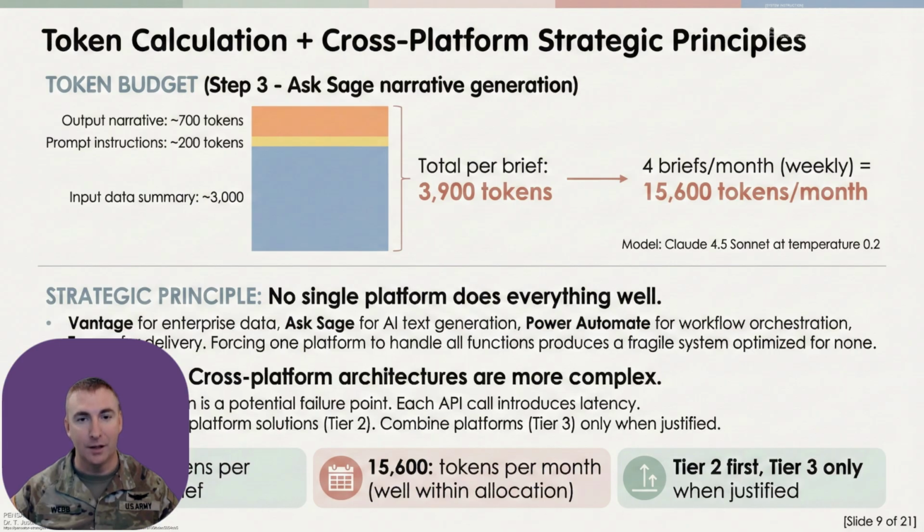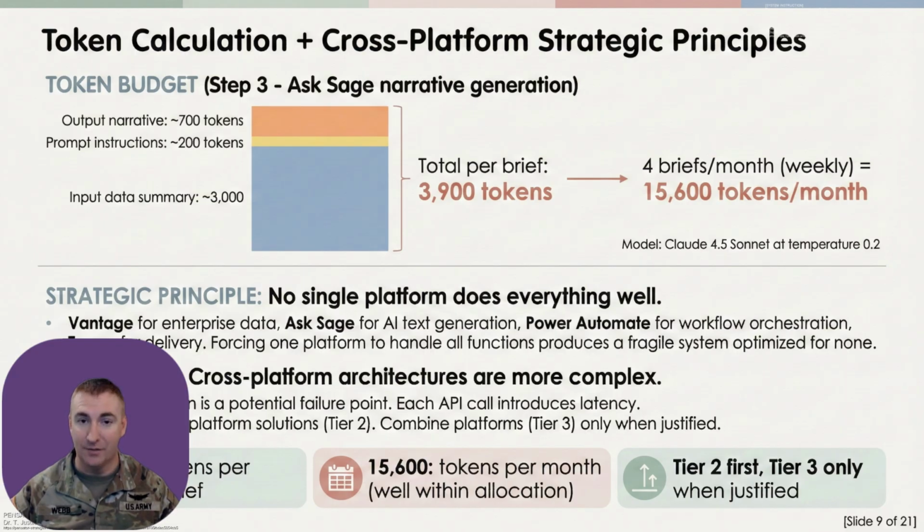Let me give you the numbers. Step 3, the Ask Sage narrative. 3,000 tokens input, 200 tokens for the prompt, 700 tokens output. Total, 3,900 tokens per brief. 4 briefs a month, 15,600 tokens. Well within any unit allocation. The principle: no single platform does everything well.